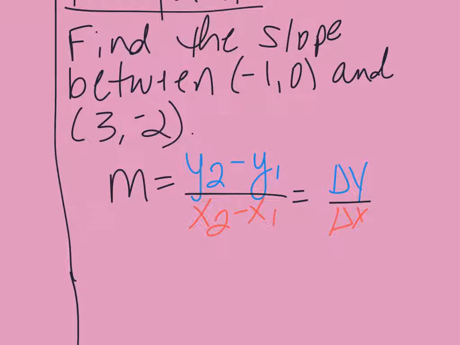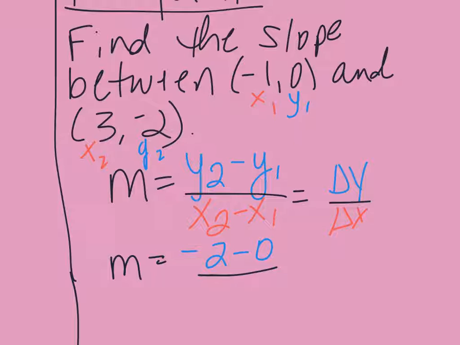Okay, so I'm going to call this point x1, y1, because it's my first point, and this point x2, y2, because it's my second point. And then I'm just going to substitute that into my formula here. So m equals y2 is -2, y1 is 0, x2 is 3 minus x1 is -1.